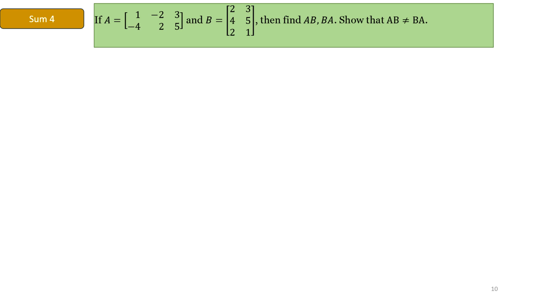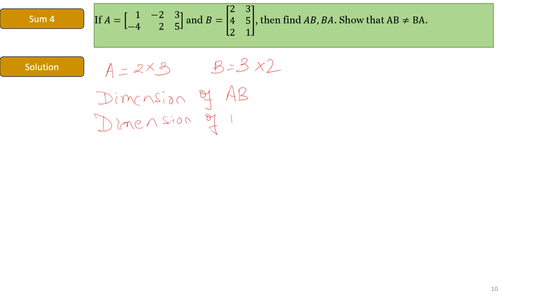Sum number 4. A is a 2 by 3 matrix. B is a 3 by 2 matrix. The elements of A and B are displayed in the problem statement. Find AB, find BA, and show that AB is not equal to BA. According to the rules of matrix multiplication, dimension of AB will be 2 by 2, dimension of BA will be 3 by 3.